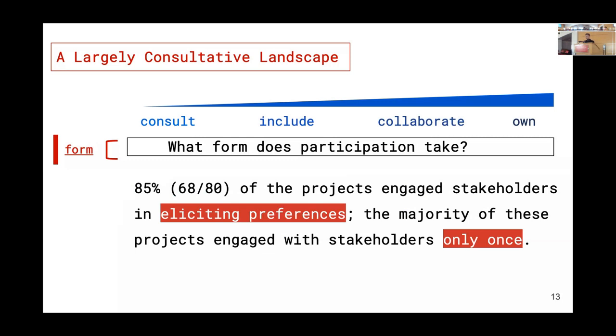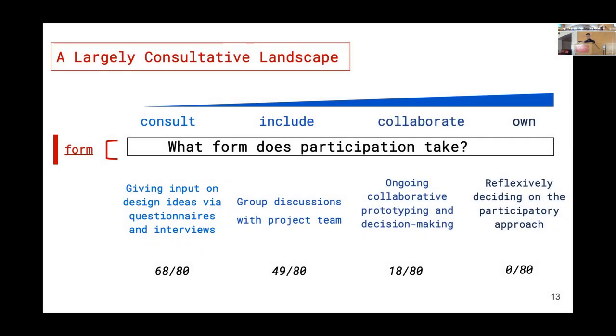Regarding forms of participation, 85% of the projects engage stakeholders in eliciting preferences. It's important to note that the majority of these projects engage with stakeholders only once, meaning that these high-level inputs, their preferences among a predetermined list of options, were the only input stakeholders provided. For these projects, participation primarily took place during designated windows once the system's scope and purpose were already determined, or were specifically scoped to aspects of the user interface, rather than the underlying AI model.